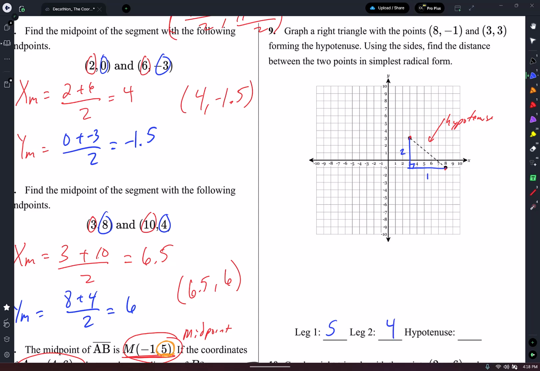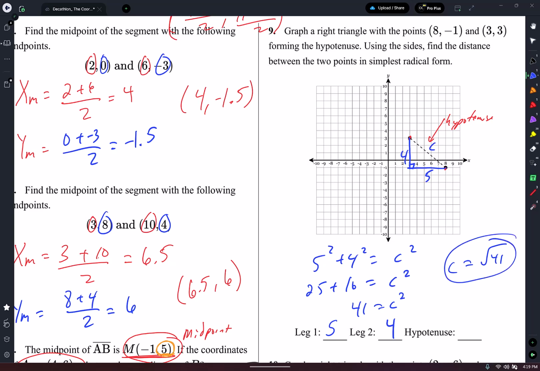A squared plus b squared equals c squared. Instead of 1 and 2, I should put 5 here, 4 here, and I'm going to call that c. 5 squared plus 4 squared equals c squared. 5 squared is 25, 4 squared is 16. 25 plus 16 is 41. 41 equals c squared, and then just take the square root. c equals the square root of 41. And there it is. That's all you're going to write, square root of 41.